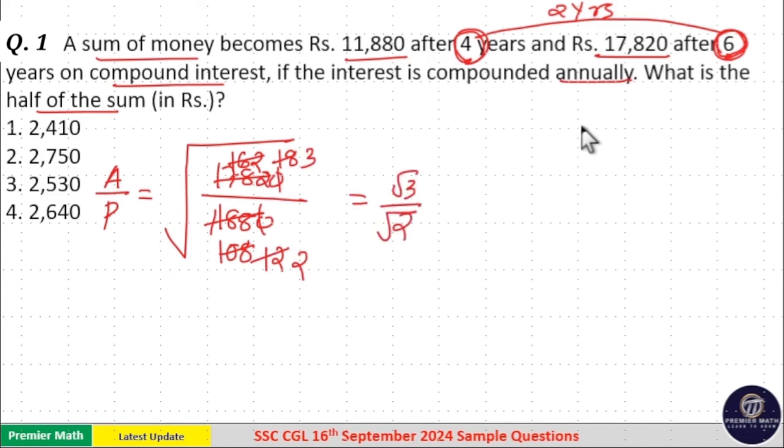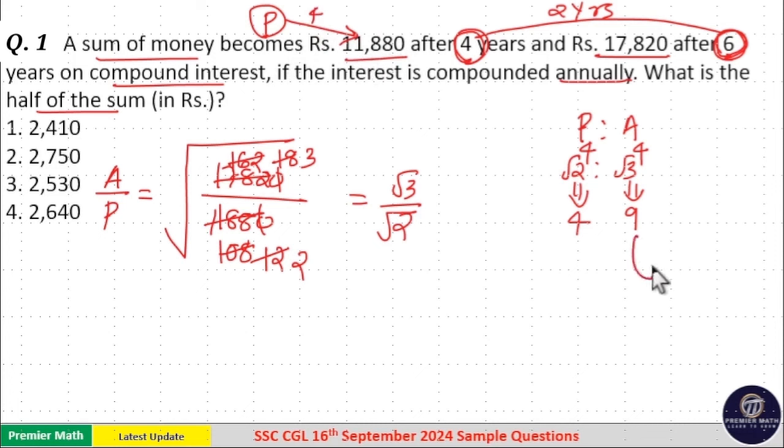Now, this is for 1 year. So, take the principal and amount ratio. Principal is the root 2 part and amount is the root 3 part for 1 year. Then for 4 years, it is root 2 raised to 4 and root 3 raised to 4. Root 3 raised to 4 means 3 square, which is 9, and root 2 raised to 4 means 2 square, which is 4. Now you can see here the principal becomes 11,880 after 4 years, meaning this is the amount after 4 years. So here 9 parts is equal to 11,880.